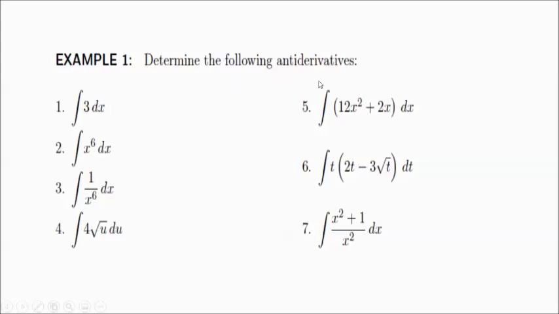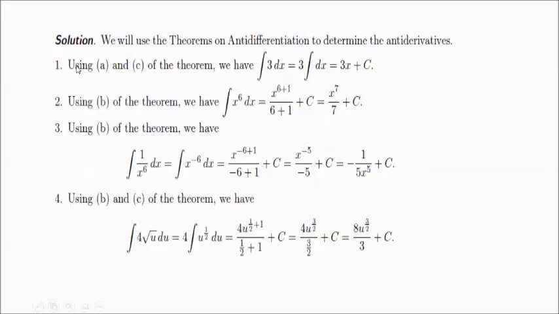So determine the following antiderivatives. So number 1, integral ng 3 dx. So ilabas yung constant na 3, then integral ng dx. Integral ng dx, class, is x. Lagi nyo tatandaan yun, class. Integral ng dx is x. Kasi nga derivative ng x is 1, and then to represent derivative is dx. So 1 multiplied by dx is dx.